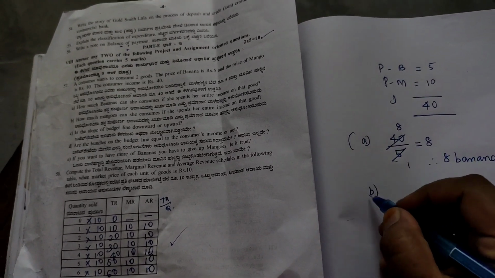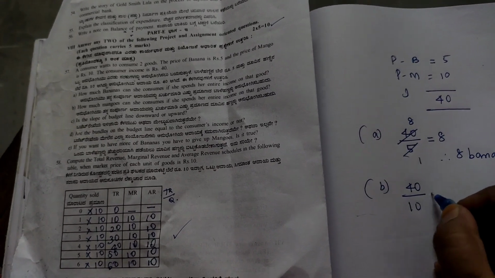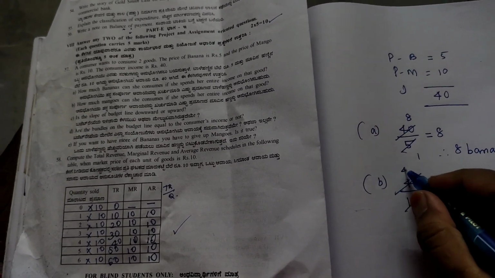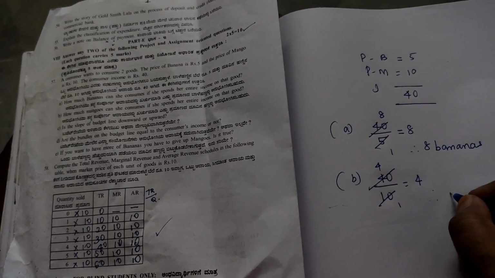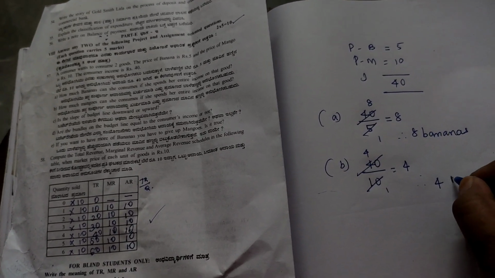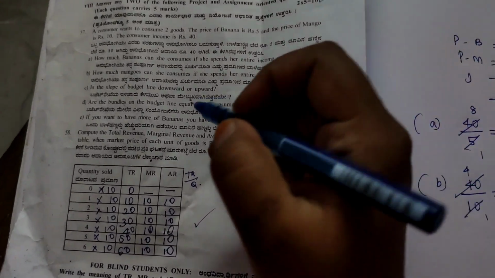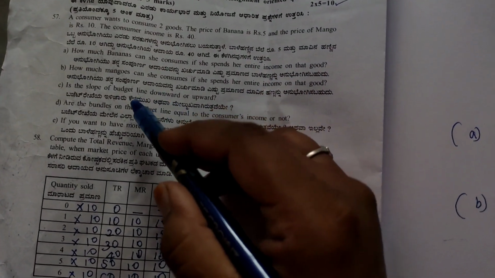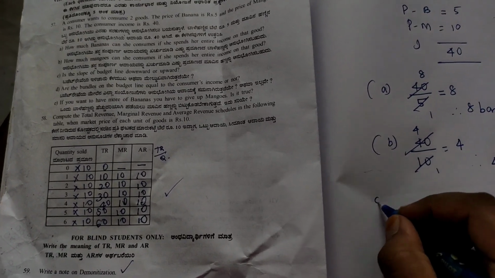And second, the income is 40 and the price of mango is 10. By that, 10 ones are 10, 10 fours are 40, so the consumer can consume 4 mangoes from his income. Now the third question: is the slope of the budget line downward or upward? The answer is downward.